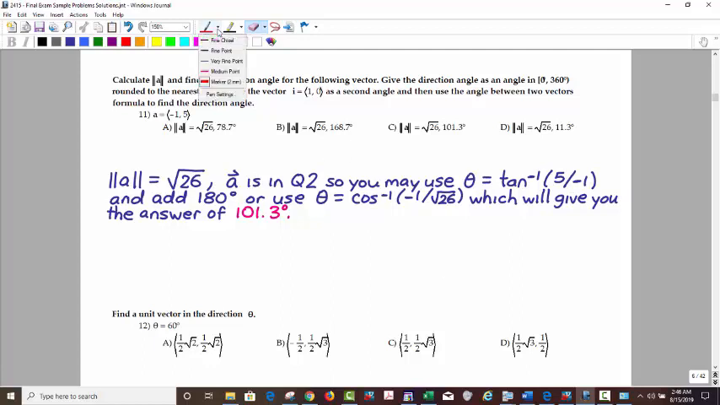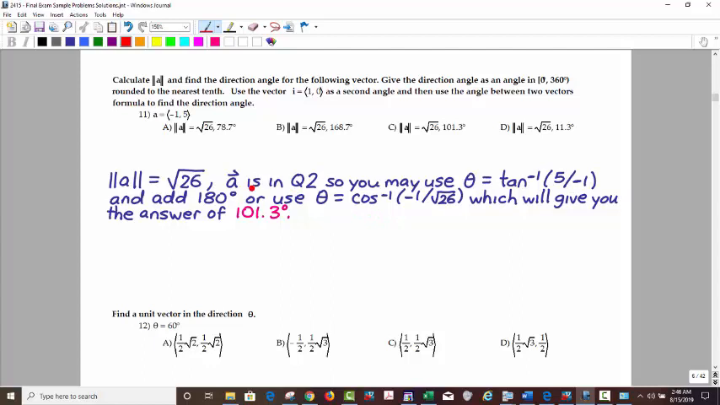So I'm essentially using the angle between two vectors formula we saw earlier. The magnitude of this vector a is square root of 26. Now the magnitude of i is 1, so in the denominator you'll just have the square root of 26 times the square root of 1, which of course is just the square root of 26. So in the numerator we would have u dot v, or in this case a dot i. So -1 times 1 is -1. 5 times 0 is 0.